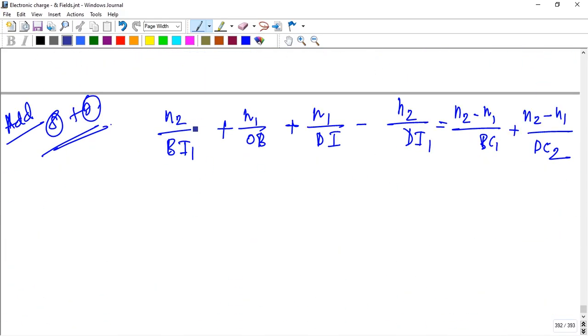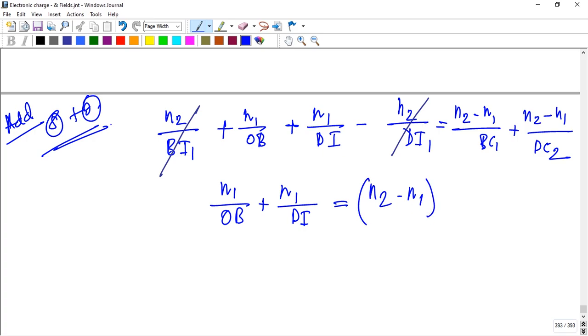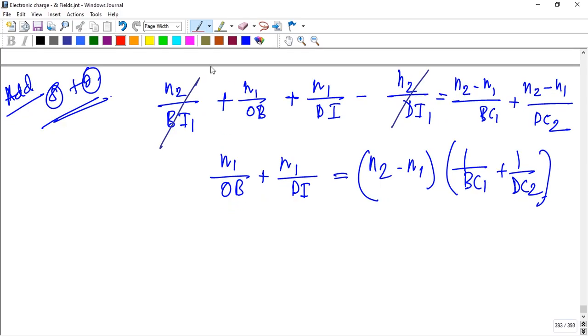So now these two cancel and we finally get N1 by OB plus N1 by DI, that is equal to N2 minus N1 times 1 by BC1 plus 1 by DC2.